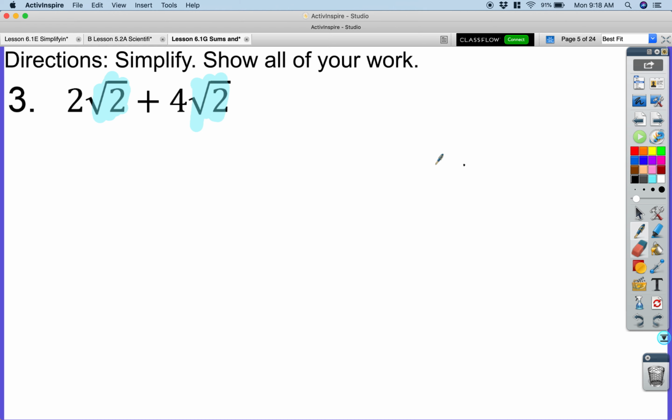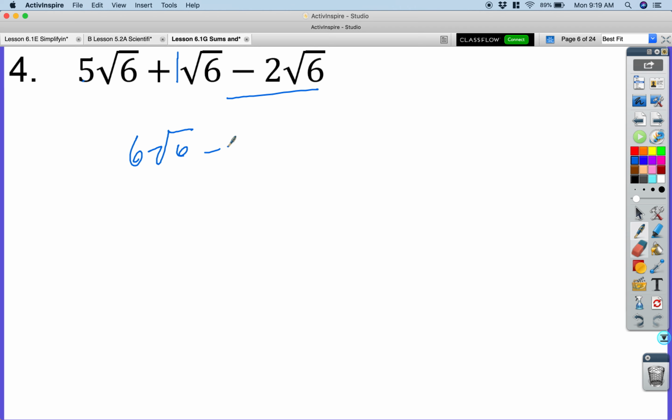Looking at this one now, same idea. First off, we need to understand how to read this. This is 5 square root 6 plus square root 6 minus 2 square root 6. Now, there's an invisible 1 right here, and that'll help you when we add and subtract them. So I have 5 plus 1, which is 6, and I have the square root of 6, and then I still have this minus 2 radical 6. Then I'm going to subtract these, but remember I'm only going to subtract the coefficients. So 6 minus 2 is 4, and the radical 6 just stays there. I don't need to change anything else.